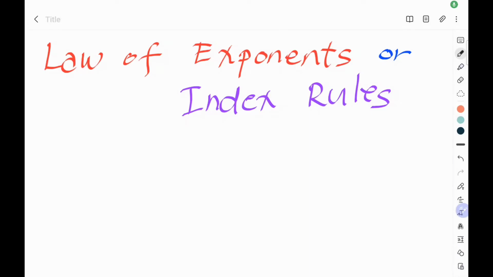Good day, students. Today we will be having law of exponents for the American curriculum, or index rules for the British curriculum or the International Baccalaureate curriculum, right?